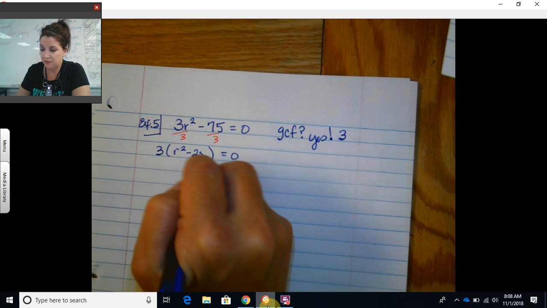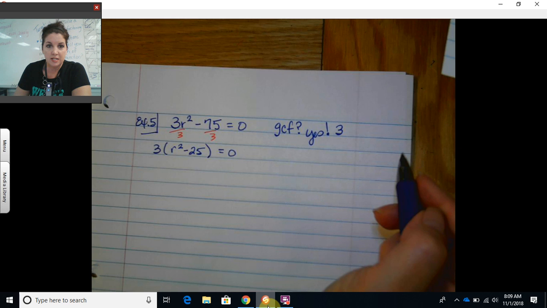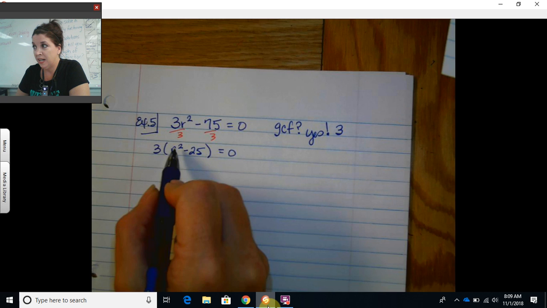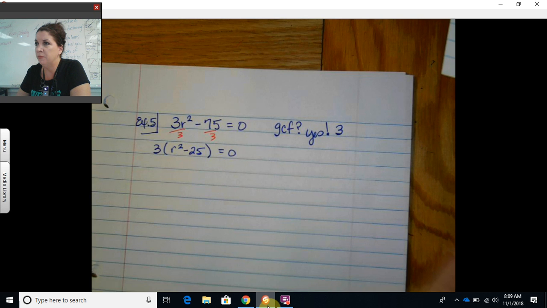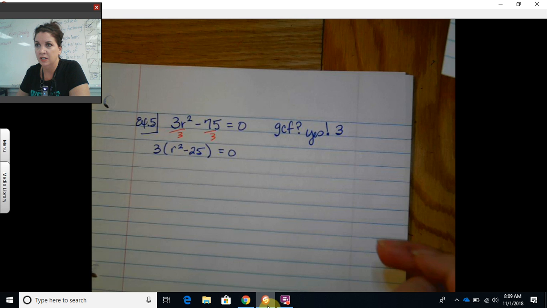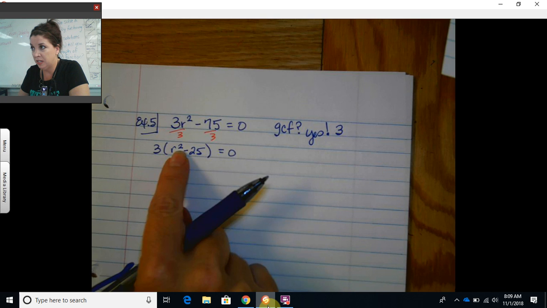Minus 25. Inside parentheses, it's still a quadratic. If it's a quadratic, you have to see if you can factor it further. Linear terms cannot be factored unless they have a greatest common factor. If they don't have a greatest common factor and it's linear, it's factored as far as it can go. But if it's a quadratic, it's possible that it can be factored further.